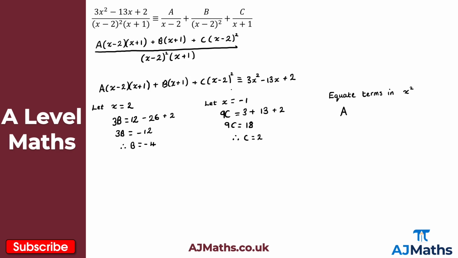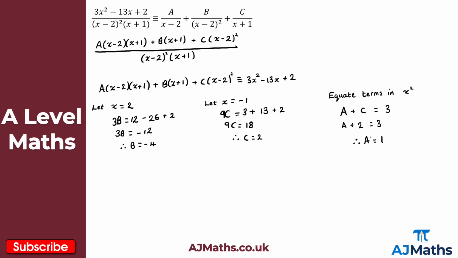Doing the same here then for c. Again, if I expand these double brackets here, the coefficient of x squared would be 1. That would just be 1c. So I get a plus c. And then finally, what about the coefficient here for this x squared? Well, that's 3. So a plus c equals 3. However, we do know the value of c here. c equals 2. So a plus 2 equals 3. Nice and straightforward then. a equals 1.